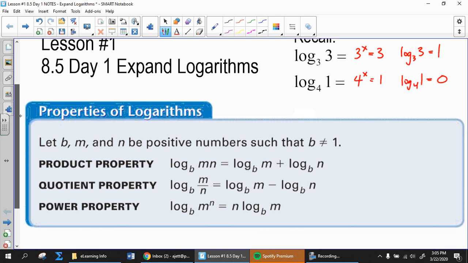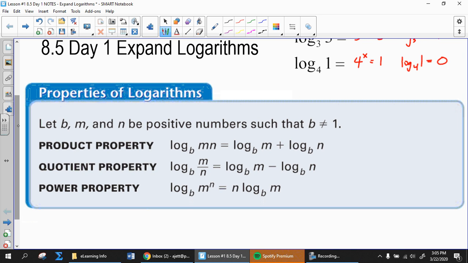Okay, so our new properties that we're looking at here. Anytime you guys need to pause the video to go through things or to try examples or to maybe go back and listen to it again, make sure that you do that. The three properties that we're working with are here, called the product property, quotient property, and power property.